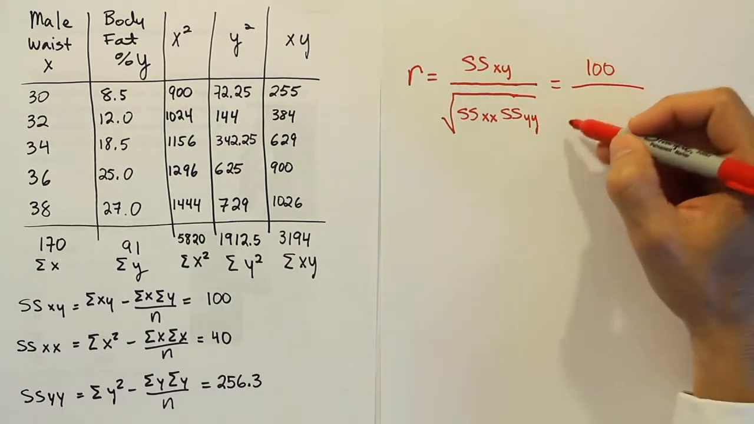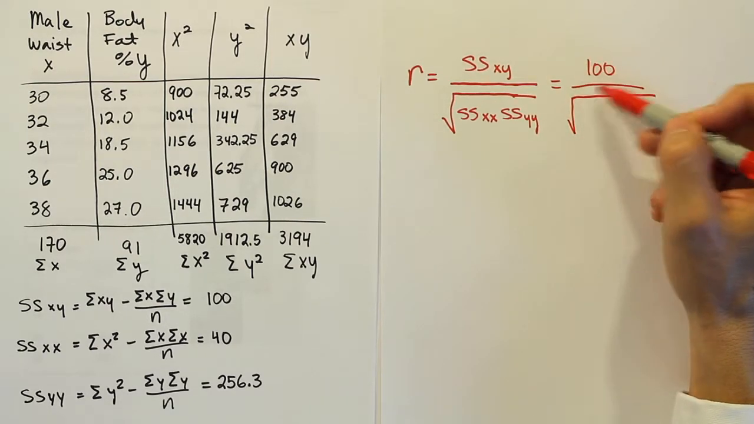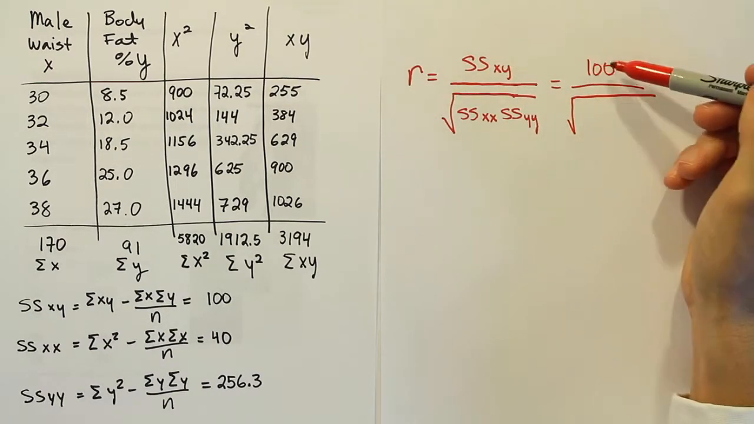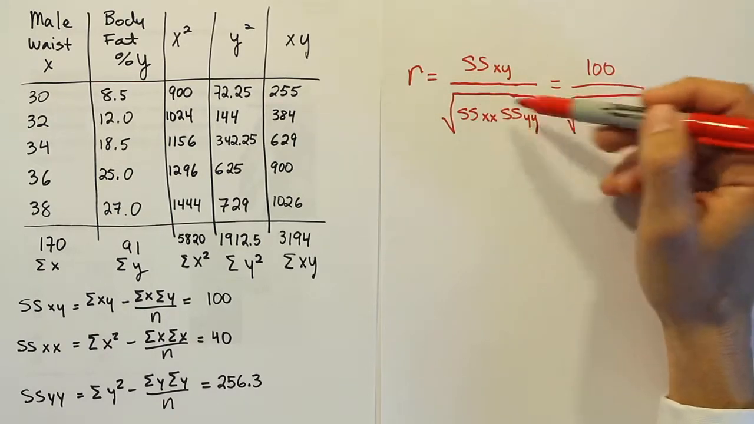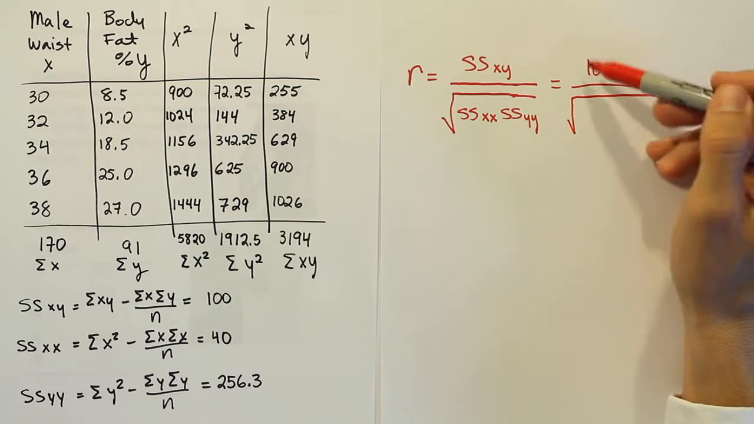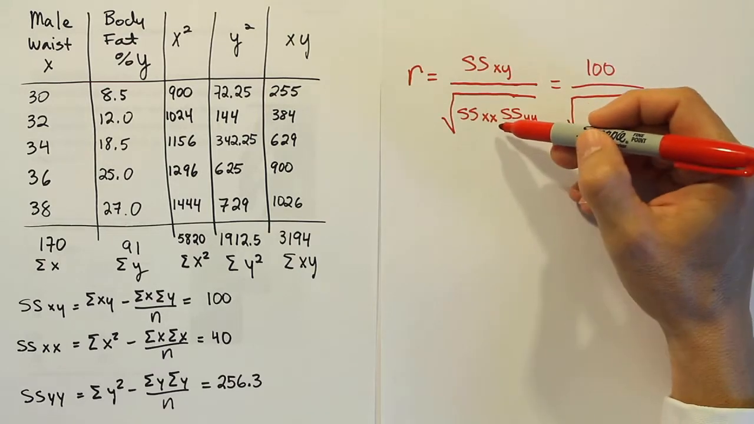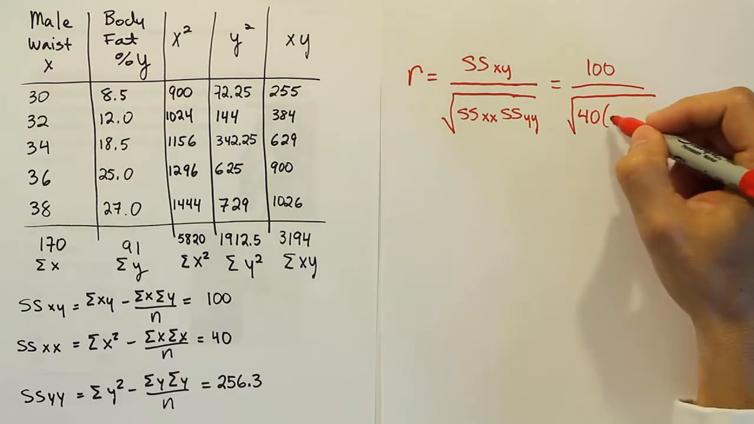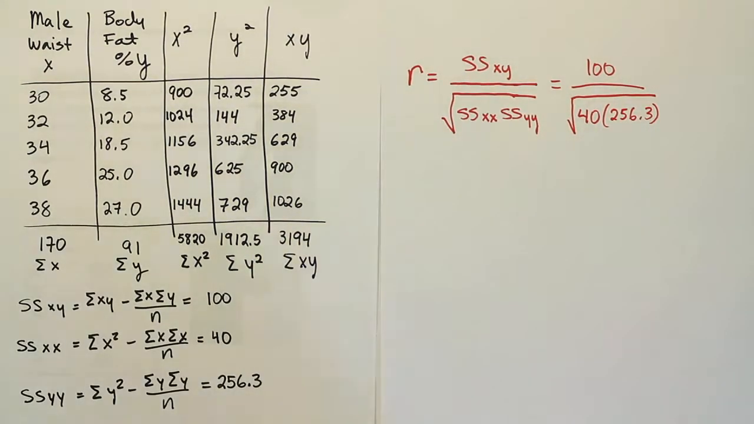Then we will divide by the square root of, and by the way, just because this term already is positive, I can tell R will be positive. SSXY is responsible for giving you the sign of the R value. These guys are always positive, and when you take the square root of positive numbers, you still get positive answers. So the ultimate determinant in whether it's negative or positive is going to be SSXY. All right, now SSXX is 40, and then that'll be multiplied by 256.3. Okay, so we have our formula filled in.